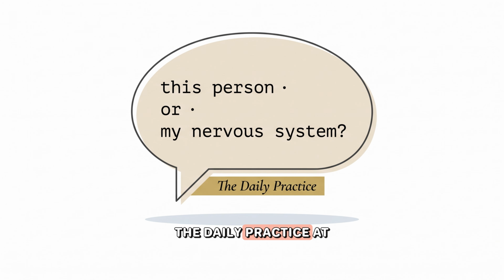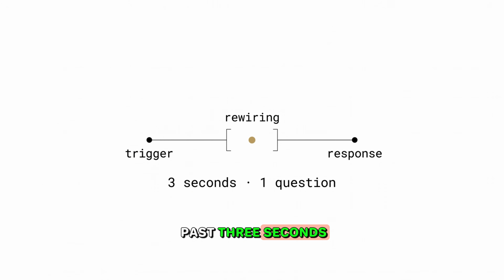The daily practice. At one moment of relationship anxiety or avoidance, pause. Ask, is this person actually pulling away, or is this my nervous system predicting the past? 3 seconds. 1 question. The gap between the trigger and the response is where the rewiring happens.